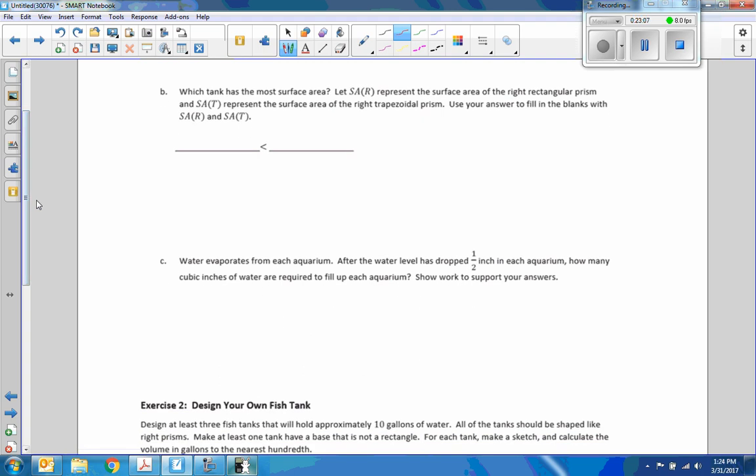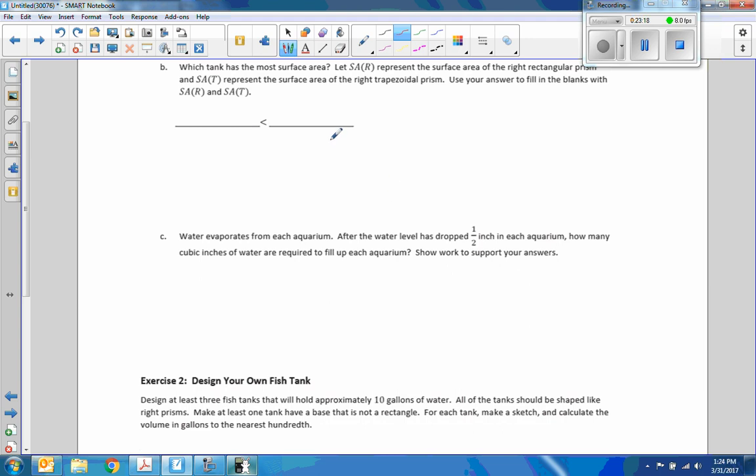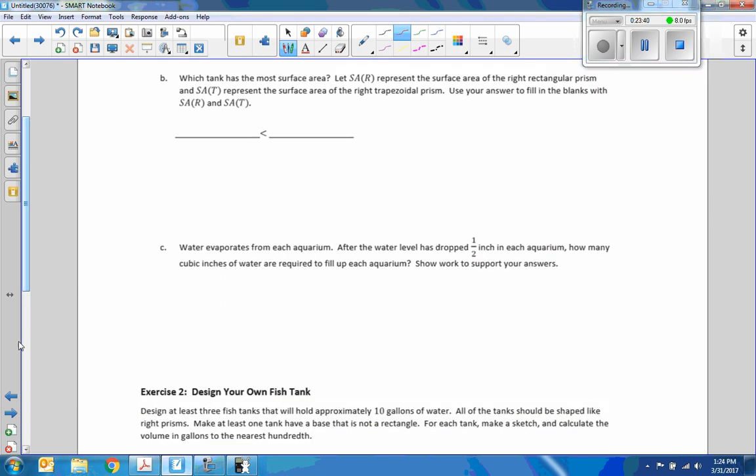Okay. B. Which tank has the most surface area? Okay. This is going to be a really lengthy lesson. I can see already. We're at 23 minutes only on this. Okay. Which tank has the most surface area? That SA of R represents surface area of right rectangular, SA of T represents surface area of right trapezoidal. Okay. So, we want surface area. Love these questions where I have to keep going back a page to look.